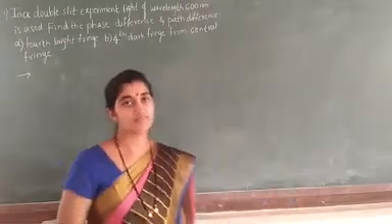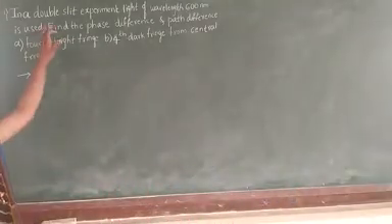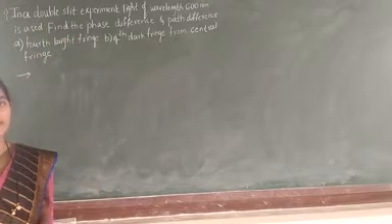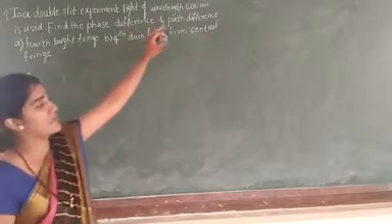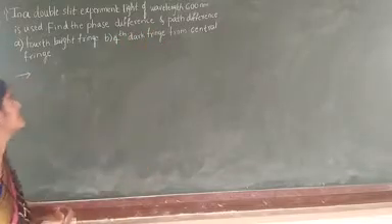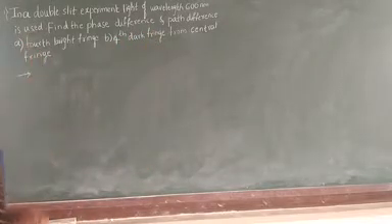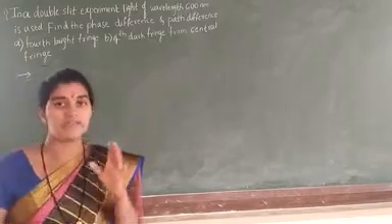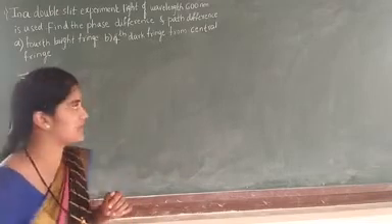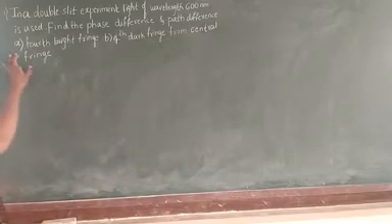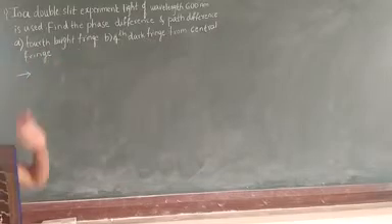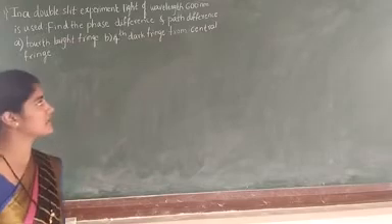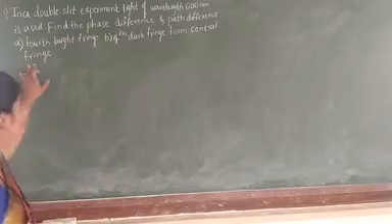Now let us consider the first problem. In a double slit experiment, light of wavelength 600 nanometer is used. Find the phase difference and the path difference. Here we have to find the phase difference and the path difference. First, for the fourth bright fringe. Second, for the fourth dark fringe from the central fringe.